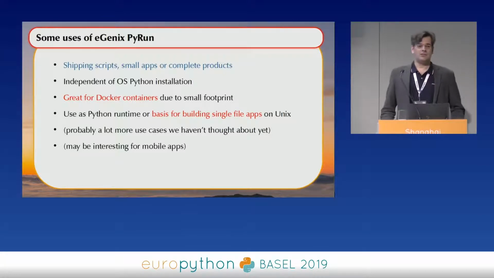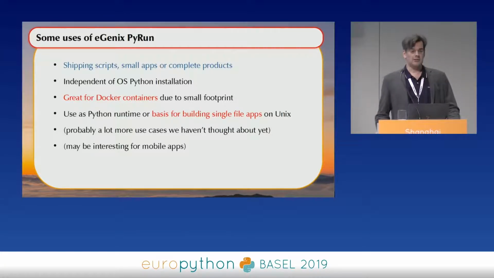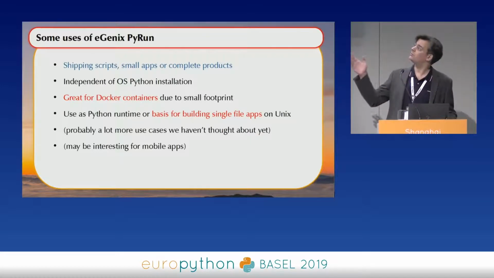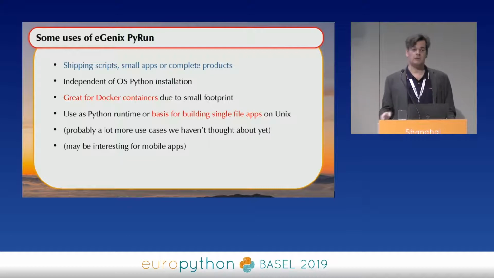These are some use cases of eGenix PyRun. I'm pretty sure that there are lots more. These are mostly the ones that I came up with. I know there are other projects that try to do similar things, and they are better in marketing than I am, so they come up with more use cases. But the ones that we really care about is that we're independent of the OS Python installation. That's the most important one. We want something small to easily ship to clients. We want to easily make it available as a download without having too much bandwidth use.